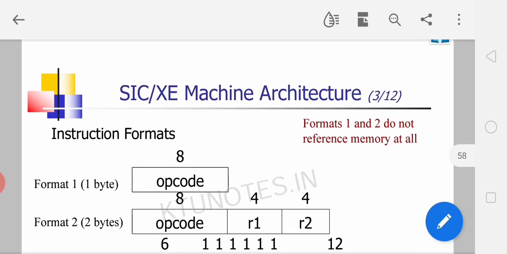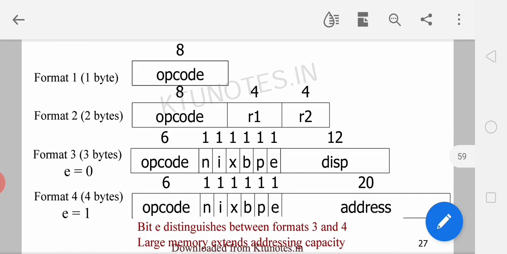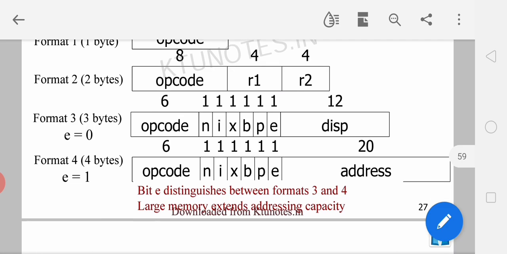And the next is SIC/XE machine architecture instruction formats. We have 4 types of instruction format. They are format 1, format 2, format 3, and format 4. Format 3 and format 4 are somewhat similar, and they differ in the case of E. Okay, if the value of E is 0, it is termed format 3. If the value of E is equal to 1, it is termed format 4.